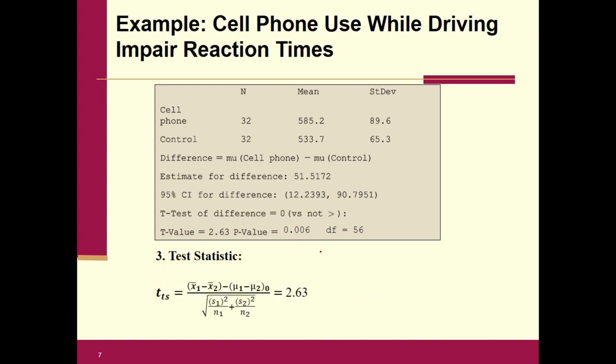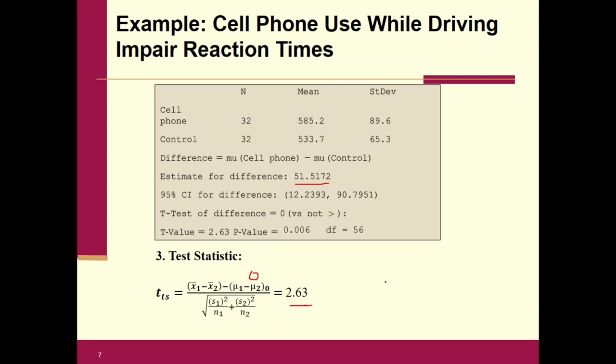3. Test stat. So here's our test stat again. Now you could put all the numbers in there, and so here's x bar 1 minus x bar 2. You could probably just put in that entire number instead of doing the difference. And remember, this value right here is always going to turn into 0, because that's the value in the null hypothesis. And then you can put in 89.6, square it, divided by 32, add 65.3, square it, divided by 32, do the whole square root thing, and you're basically going to come out to this 2.63.